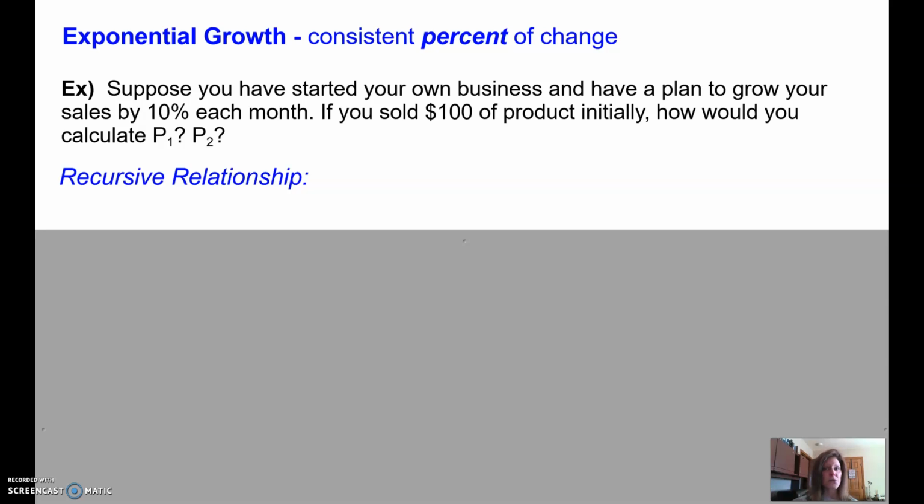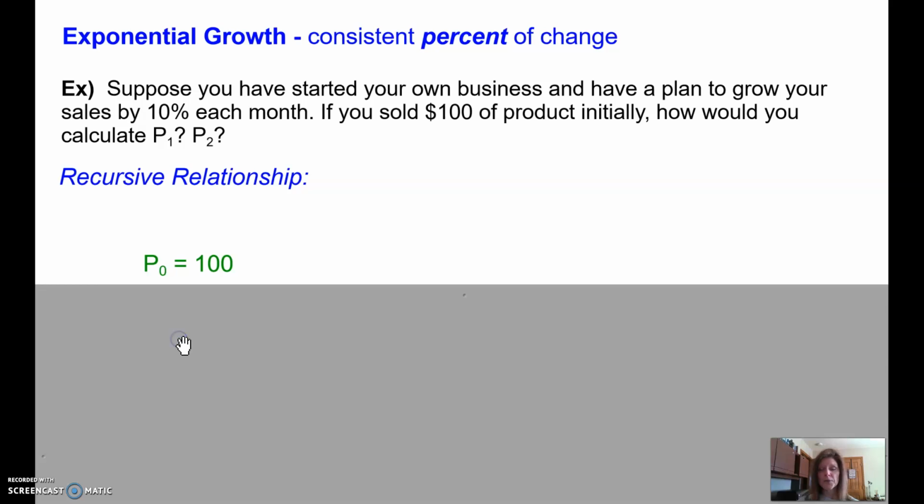Now, when we graphed it, it was a line. Here we're changing by a percent of what the previous one was, and that might change the amount. So let's take a look at an example. We have started our own business and have a plan to grow sales by 10% each month. If you sold $100 of product initially, how do you calculate P sub 1 and P sub 2?